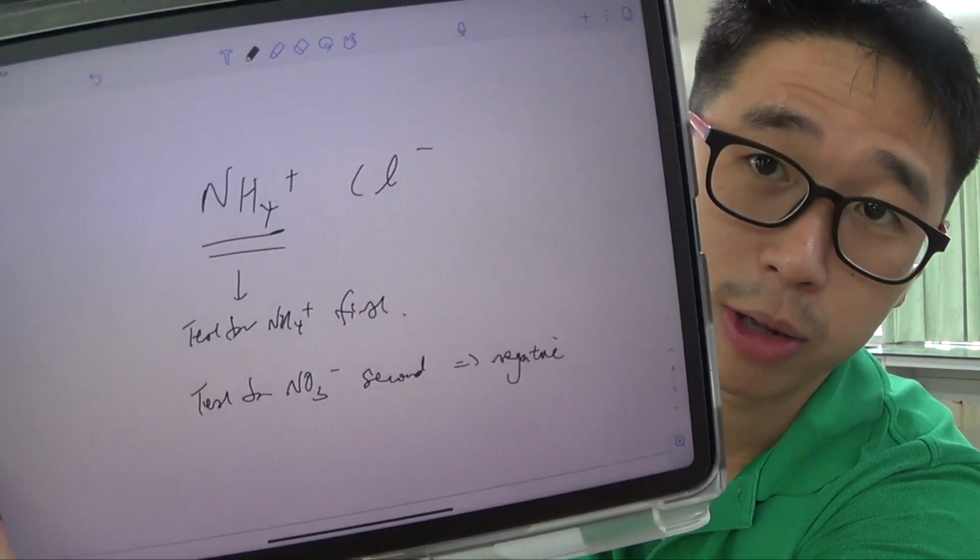The test for nitrate second will be negative because there will be no more ammonia given off, because there's no nitrate ion in ammonium chloride. And of course if it's not nitrate, then you can test for other anions, like adding acid to see whether it's carbonate or not, because I showed you earlier, acid will react with carbonate.